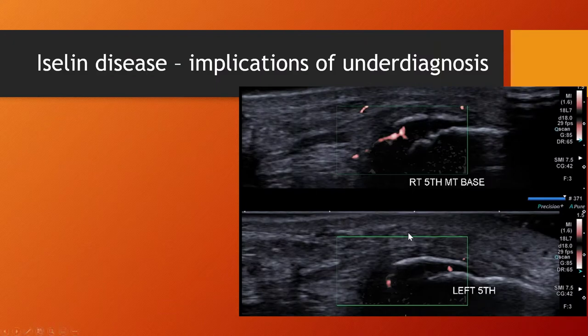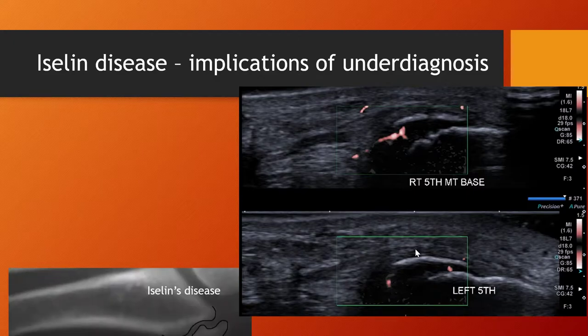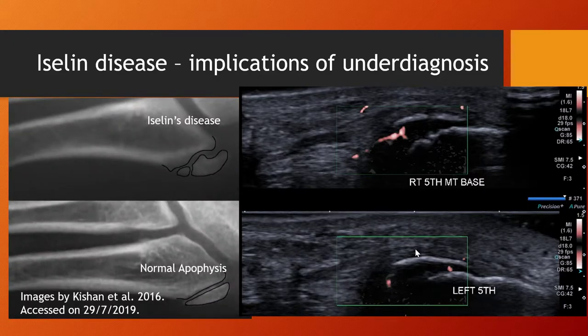These are the soft tissue changes of early apophysitis that you can see here. This is the abnormal side, here's the normal side. But if we don't diagnose it early enough, the implication is that it can progress to avascular necrosis. At that stage, we start to see more fragmentation of the apophysis, and the X-ray may then become a bit more useful.